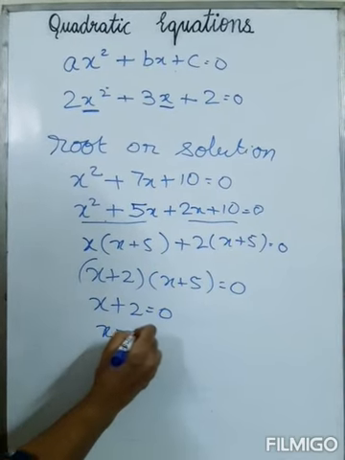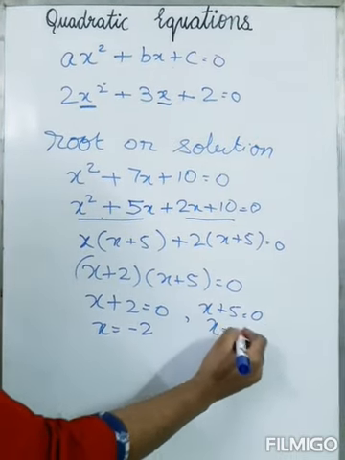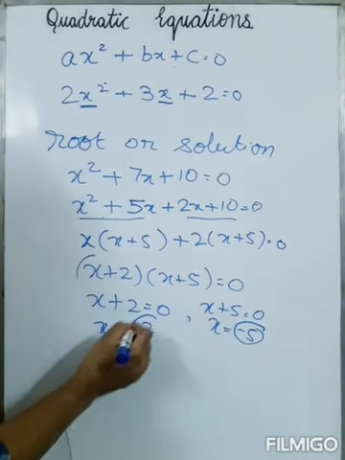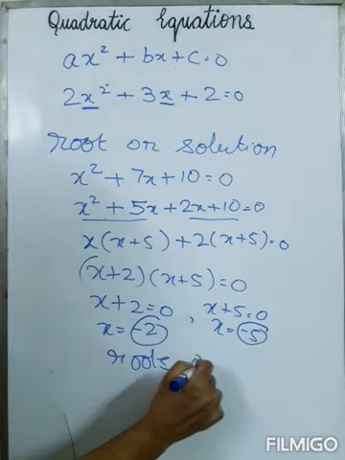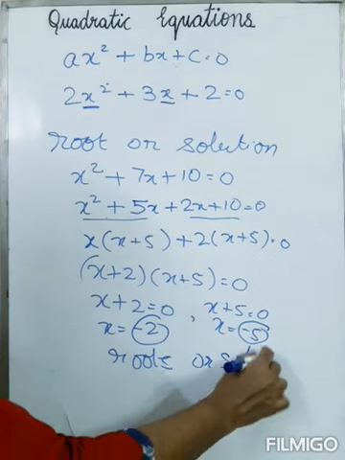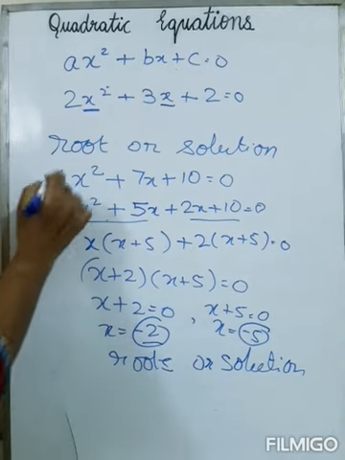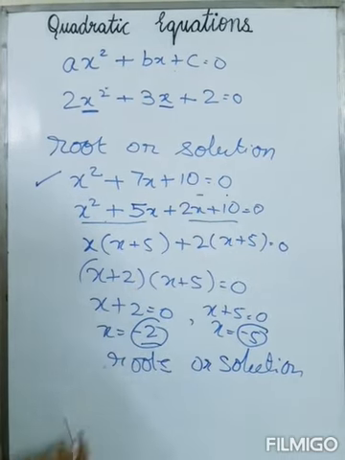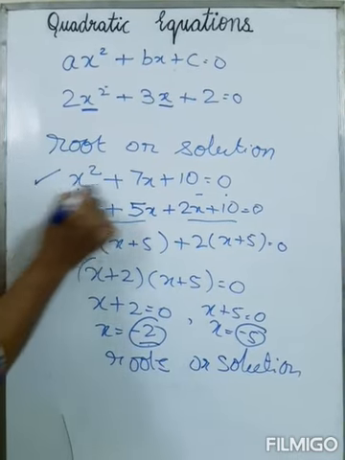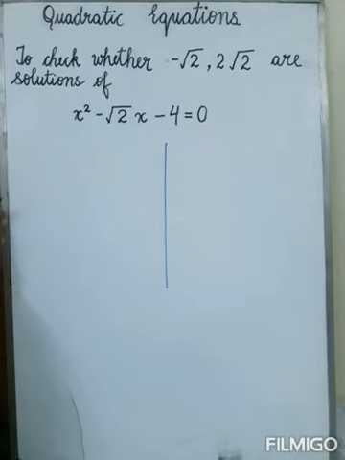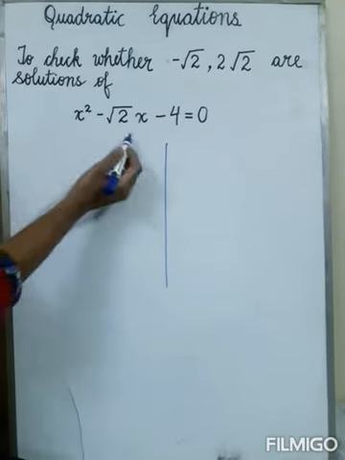Now from here you can have x plus 2 equals to 0, so x equals to minus 2. And here you have x plus 5 equals to 0, so you can write x equals to minus 5. Now you can see that these two are the roots. We call them roots or solution. And if you have the root and solution, when you substitute these values in your original equation, that equation will be equal to 0. So if the roots are given and you substitute them in the equation, then that equation will be equal to 0. I am taking a new question here to check whether minus root 2 and 2 root 2 are solutions of this given equation.